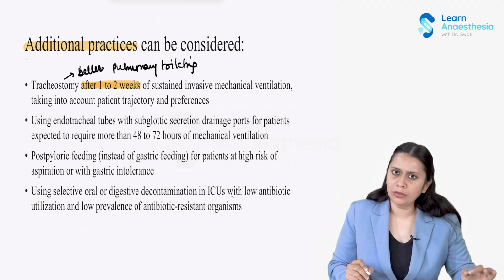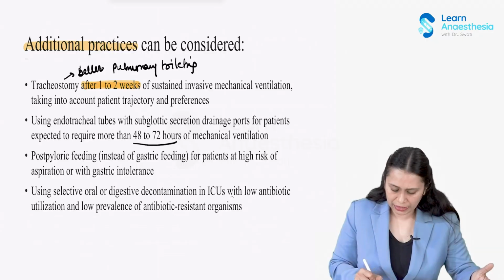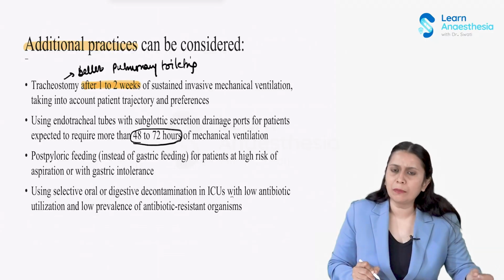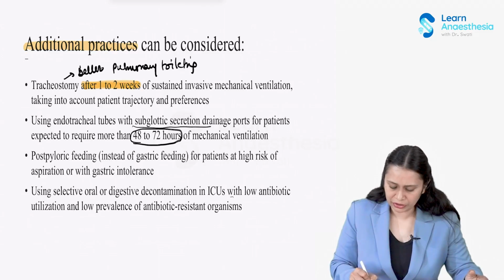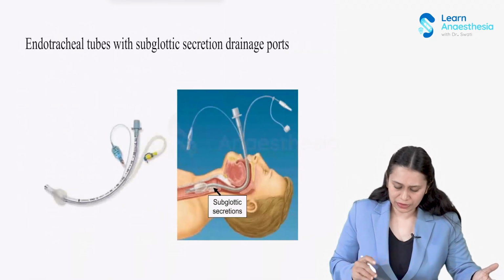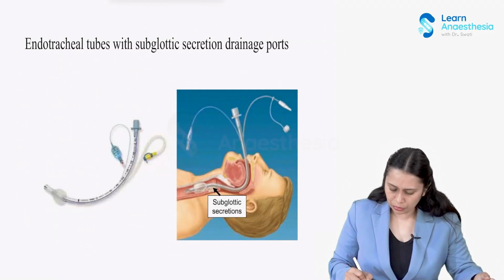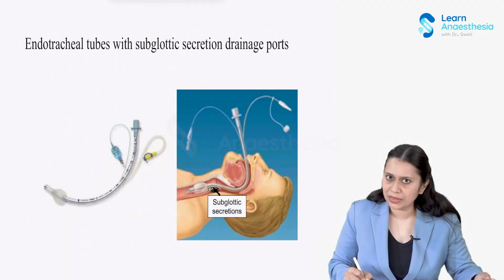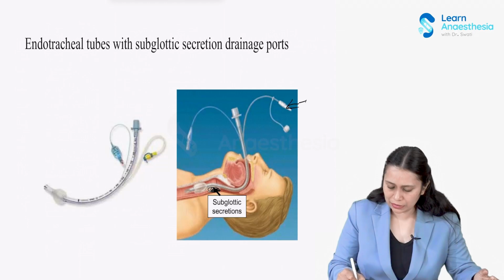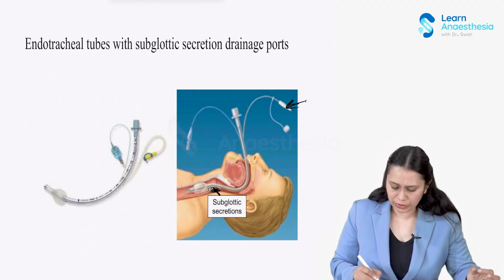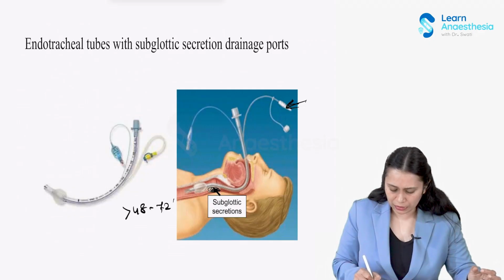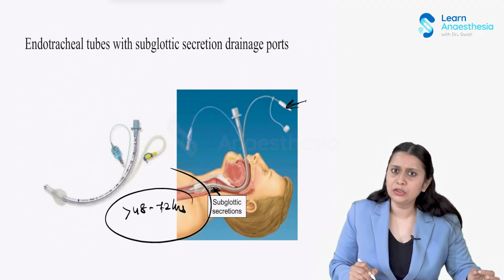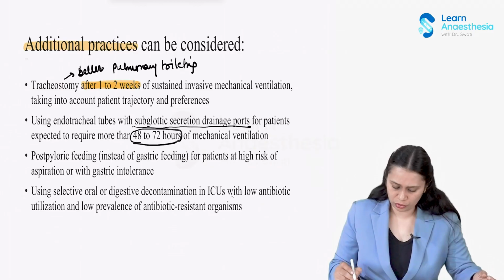If patient is on endotracheal tube on mechanical ventilation and it is expected that it will go on for more than 48 to 72 hours, then special tube with subglottic secretion drainage ports should be used. So if we see, this is a special tube with a subglottic drainage port. So here the secretions which gets accumulated just above the cuff, this can be drained by this subglottic drainage port. So if we are expecting for more than 48 to 72 hours, patient will be on mechanical ventilation, this tube can be considered, though definitely economics we need to consider, it's a costly tube compared to normal tube.